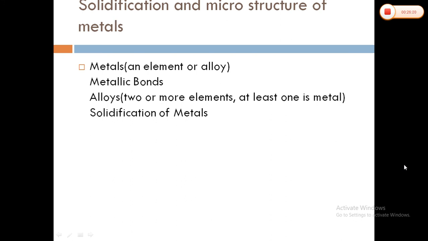We'll also learn about solidification and microstructure of metals. Metal basically consists of an element or an alloy. And an alloy consists of two or more elements of which at least one is metal. Remember, at least one is metal. Then it is called as alloy.